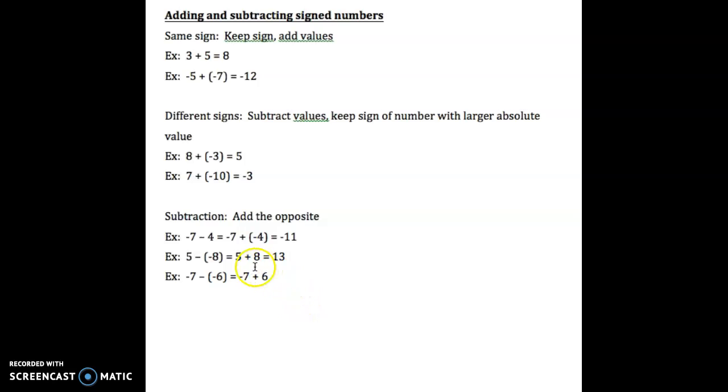And now I'm adding two numbers with different signs. Well, that looks a whole lot like this example up here. I'm going to subtract the values. 7 minus 6 is 1. I'm going to keep the sign of the one that's farther away from 0, which is negative 7. That's negative. So the negative sign wins the positive or negative battle. And the difference between those two values is 1, so negative 1.